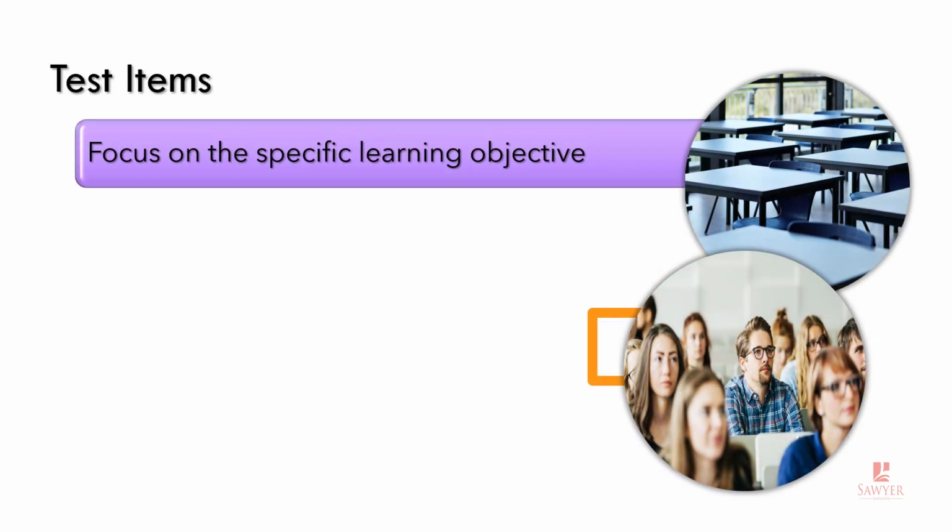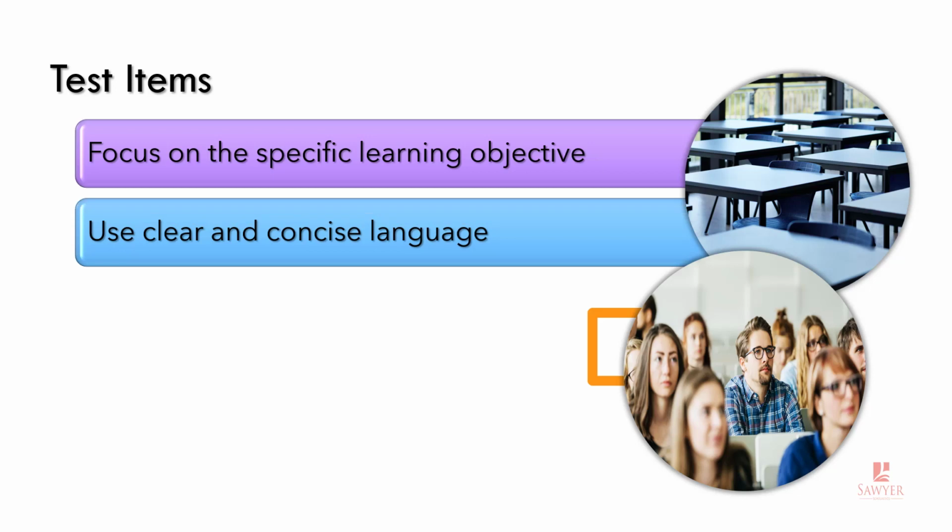That leads us to our test items themselves. With our test items, we want to focus on the specific learning objective or learning outcome. When we say objective, remember our objectives build to our outcomes. So you have different objectives, learning objectives in each class and each week, etc. So make sure that your test item itself is focused on one of the objectives that you taught. And then use clear and concise language, as I've said.